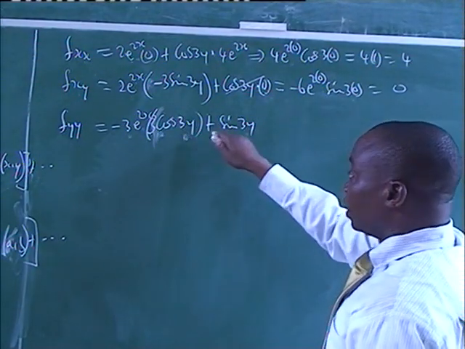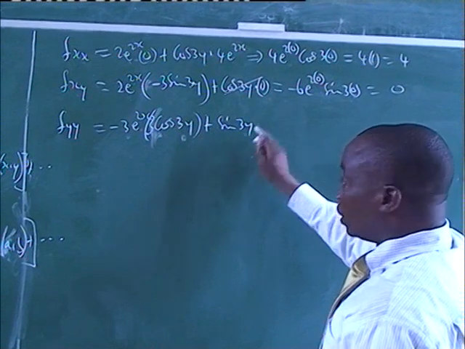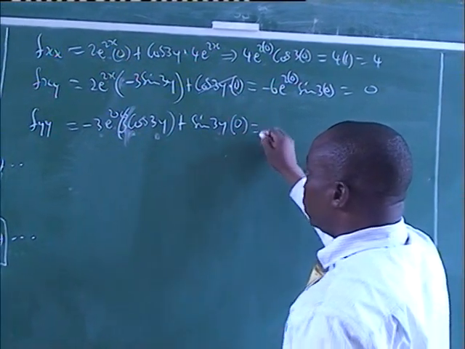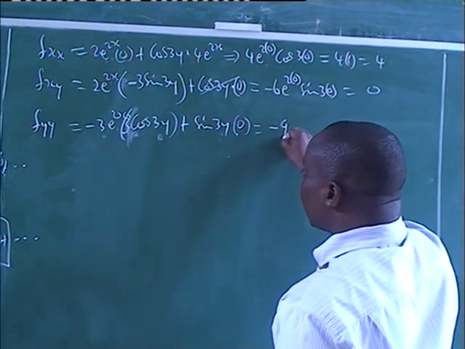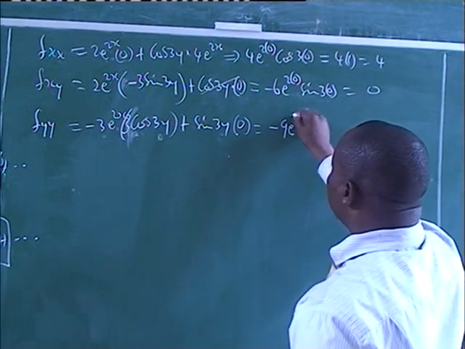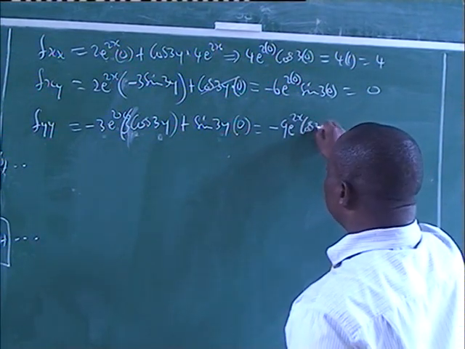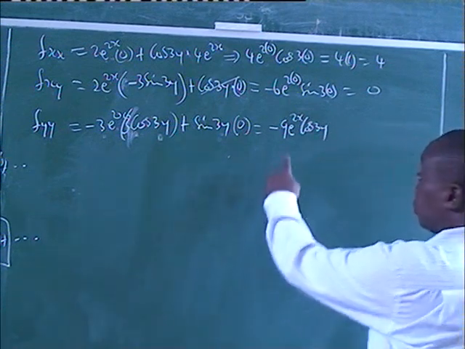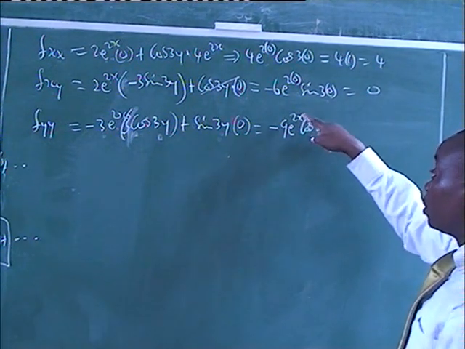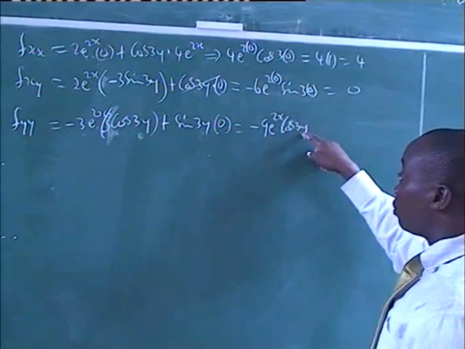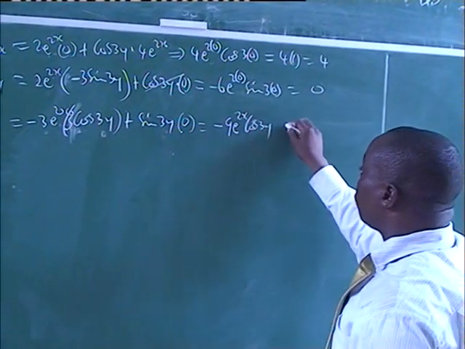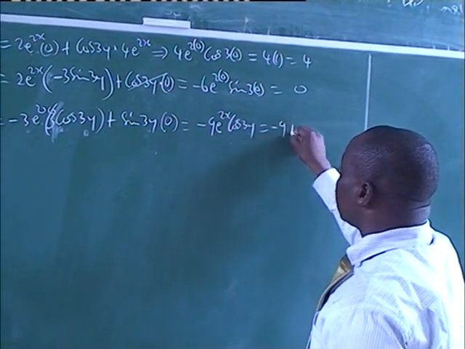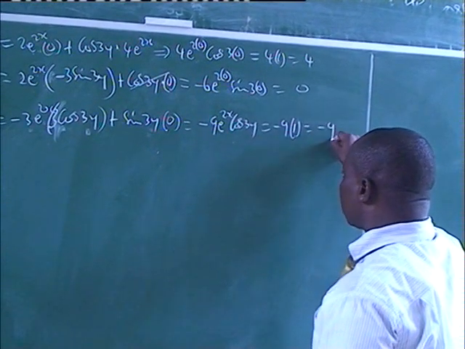Yeah, that is what it means. Then I keep sine 3y. Differentiate the other side is 0. So what I have here is minus 9 exponential 2x cos 3y. At this point, if you put 0 here for x and put 0 for y, of course we will have minus 9 times 1, which is minus 9.